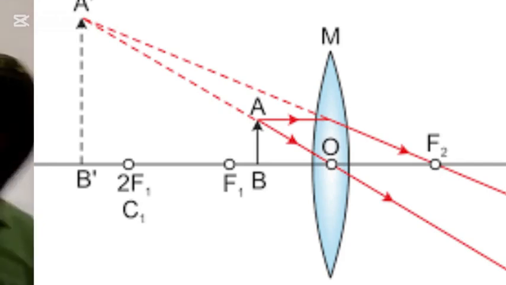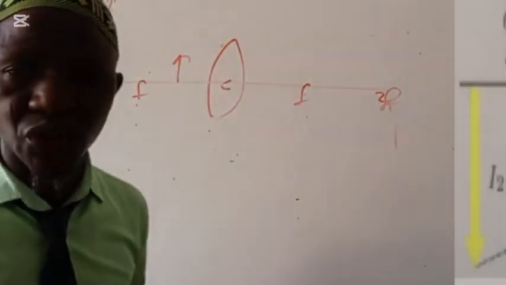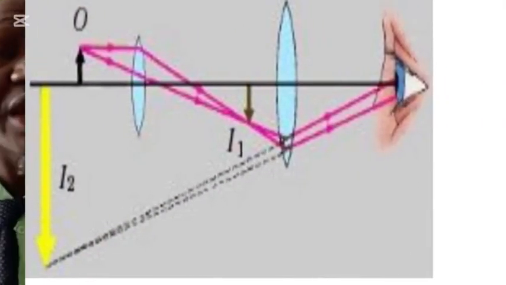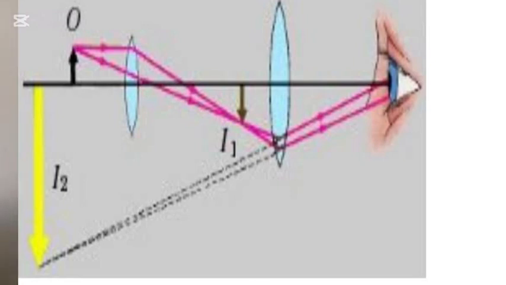Then the second type of microscope is that of the compound microscope. The compound microscope comprises of two lenses. As you can see from the diagram, the first one is very close to the object. The one that's very close to the object is called the objective lens, while the one that's very close to the eyes of the viewer is called the eyepiece. What will happen is the objective lens will form an inverted image.